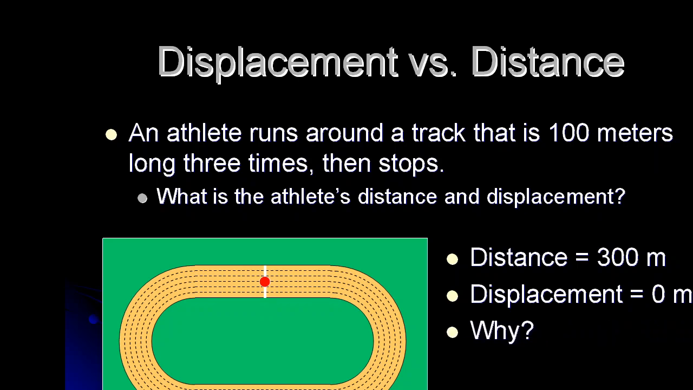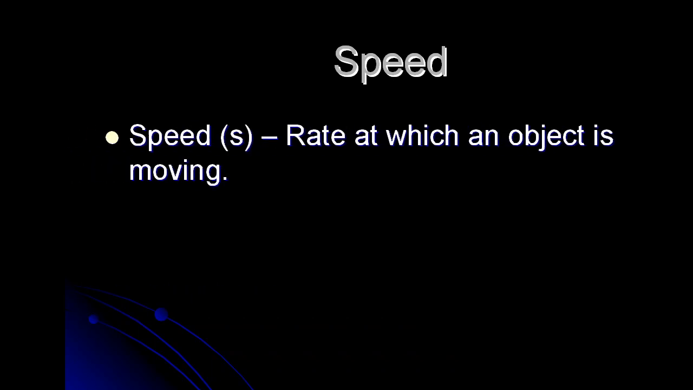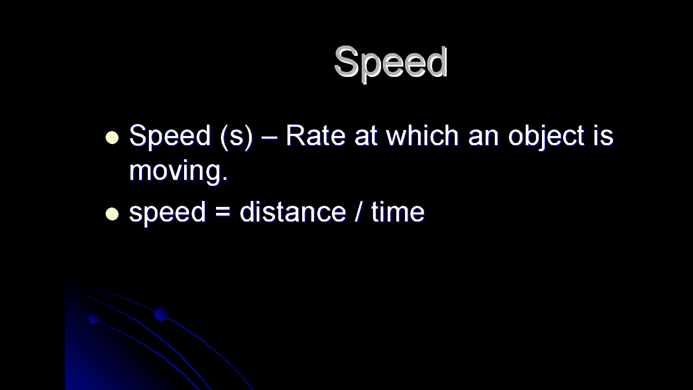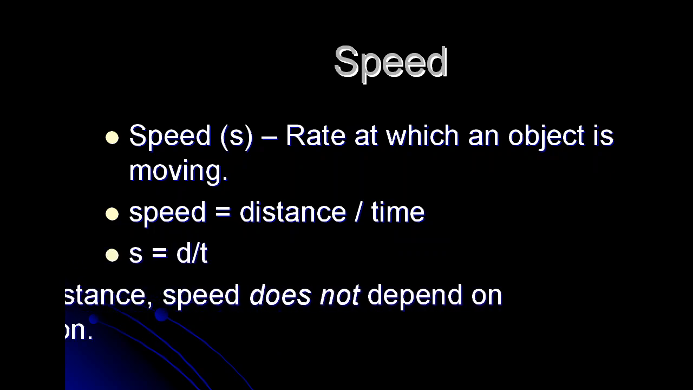Why is that? Okay, ask yourself. All right, so now we're going to talk about speed. Speed, the rate at which an object is moving. You've all heard the term speed before. It's just distance over time. Distance divided by time. Formula: s equals d over t.